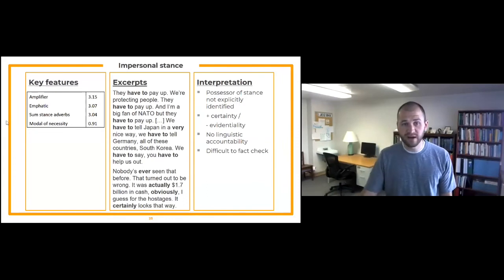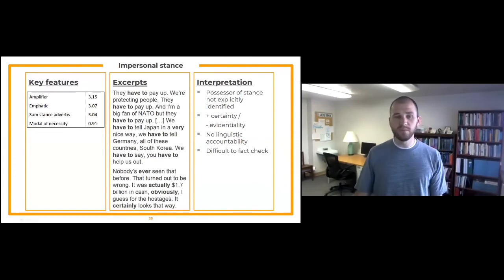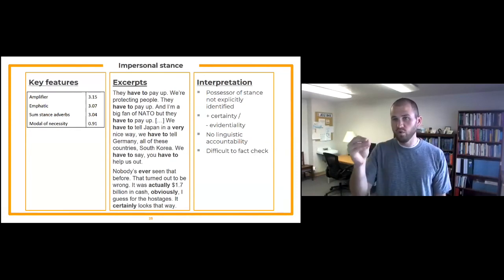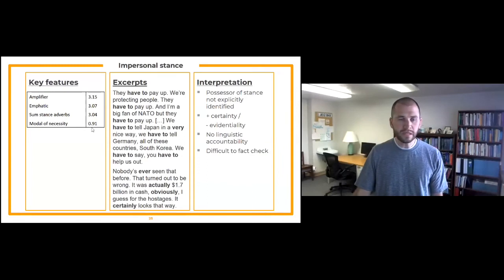And it turns out, I think we have compelling evidence that Trump uses what we call an impersonal stance, a stance where the possessor of that stance cannot be explicitly identified. So he'll make a claim, but if you ask, well, who possesses the stance? Who owns that claim? You actually can't pin it down. You don't know for sure because it hasn't been made explicit.